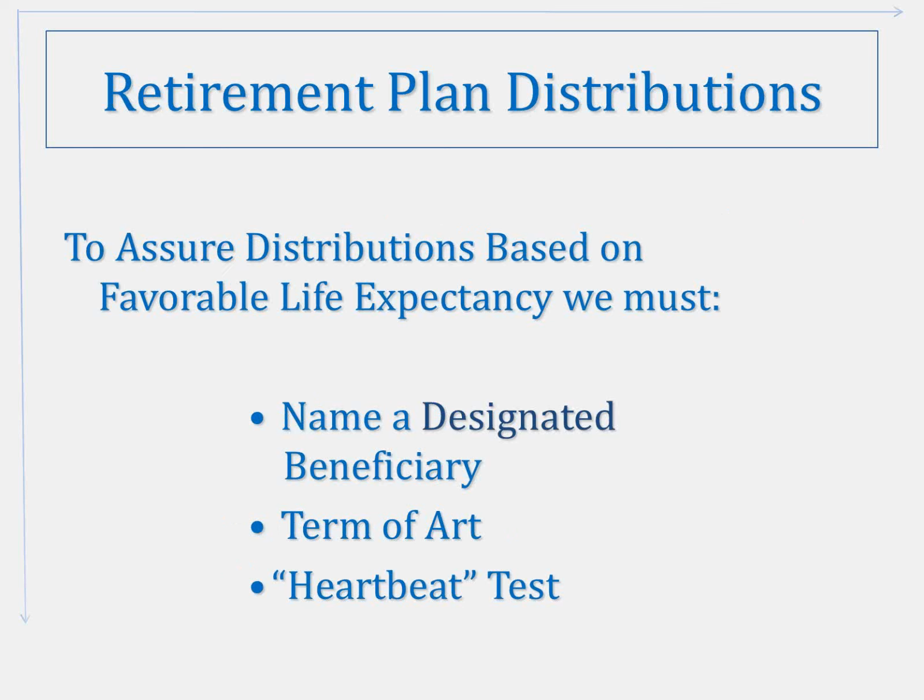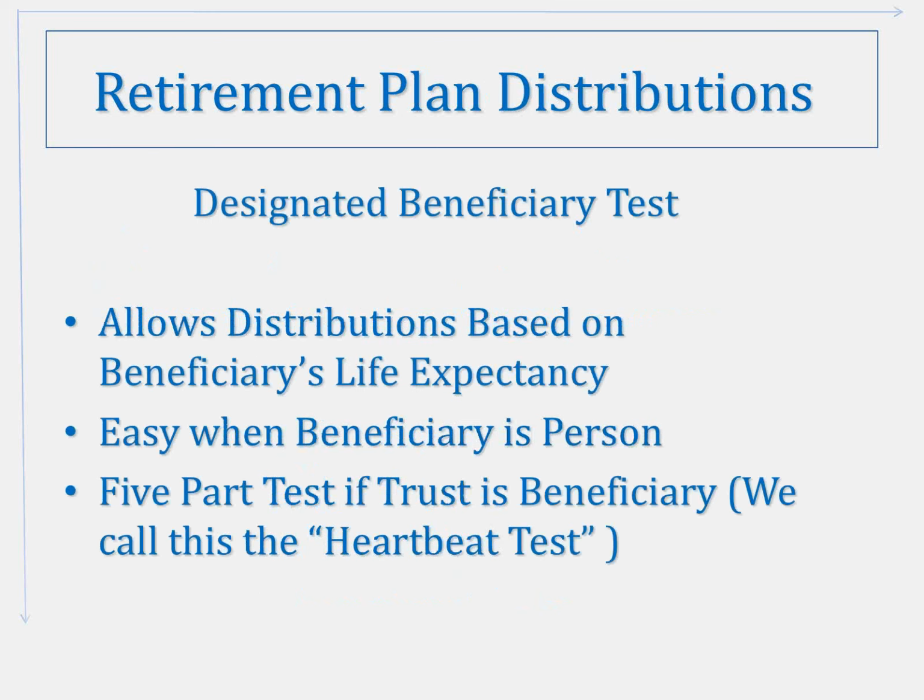So, assuring distributions are based on the favorable life expectancy, we have to name somebody who is what's called a designated beneficiary. And that is a term of art. What we mean is it has to be somebody who is an individual. In other words, we use this test called the heartbeat test. If your designated beneficiary does not have a heartbeat, then they can't qualify for the special treatment that allows them to take the stretch out and distribute over their life expectancy. So we have to be very careful about how we qualify our designated beneficiaries in order to make sure that we can pass that heartbeat test.